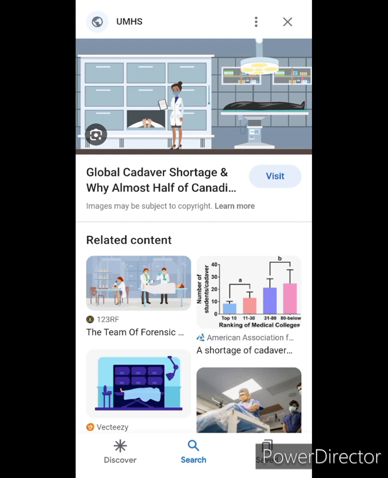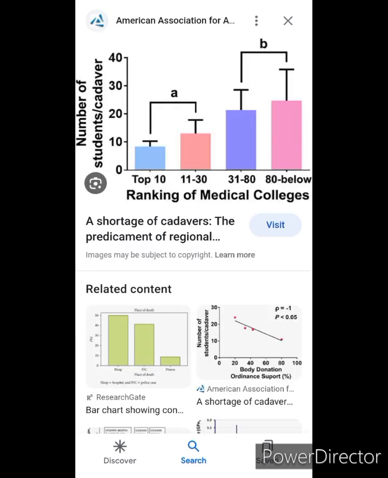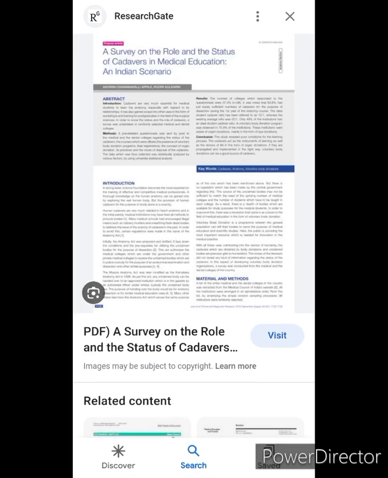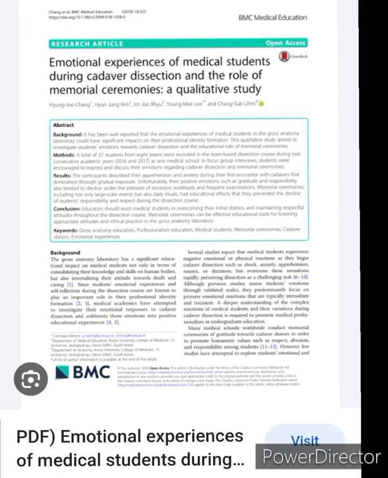Even globally there is a cadaver shortage. In Canada, there is a shortage. You can see the number of students versus the presence of cadavers: very, very minimal. There is a great shortage of cadavers everywhere, even in mainland China. All over India, the scenario is almost the same. It shows that cadavers are very, very minimal. Through this video, I want to convey to you all: never misuse the cadavers.